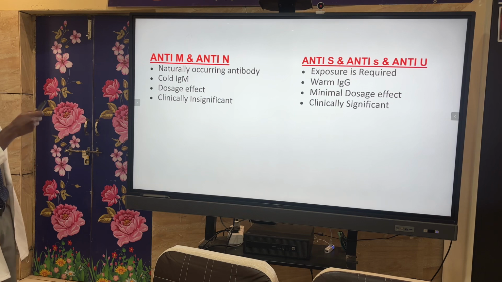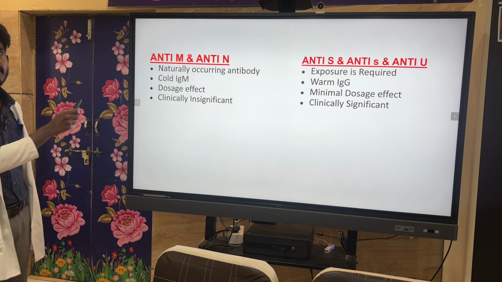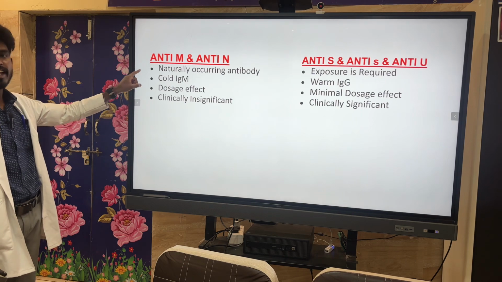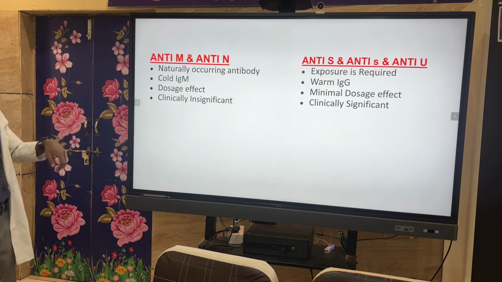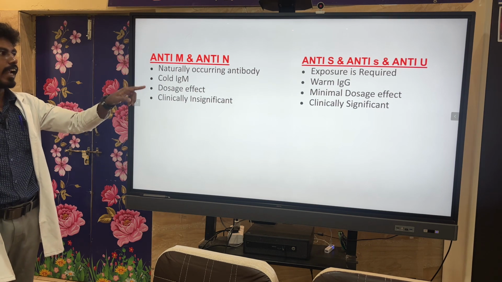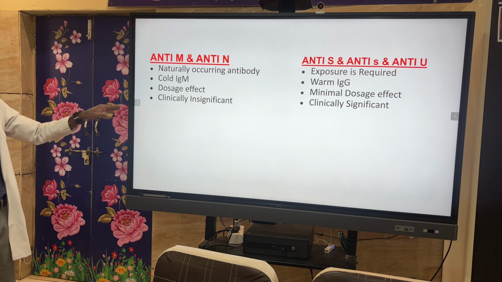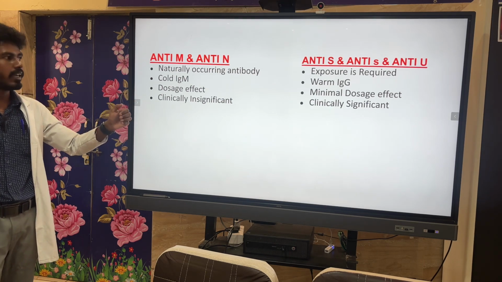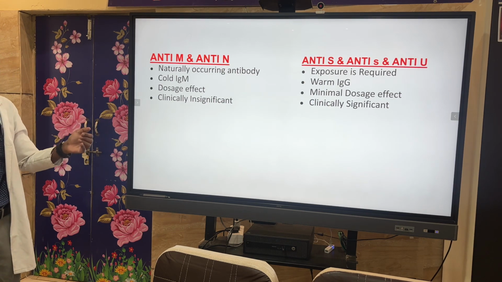The difference between anti-M and anti-N, and anti-capital S, anti-small s and anti-U. The anti-M and anti-N antibodies are naturally occurring antibodies, but anti-S and anti-U require exposure. The anti-M and anti-N antibodies are mostly cold IgM, but anti-M also has an IgG component. Anti-M and anti-N show dosage effect. Anti-S and anti-U also show dosage effect, but minimal. The anti-M and anti-N antibodies are clinically insignificant, but anti-S, anti-s and anti-U antibodies are clinically significant. They cause transfusion reactions and hemolytic disease of the fetus or newborn.